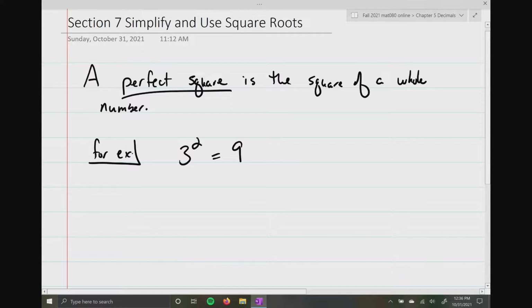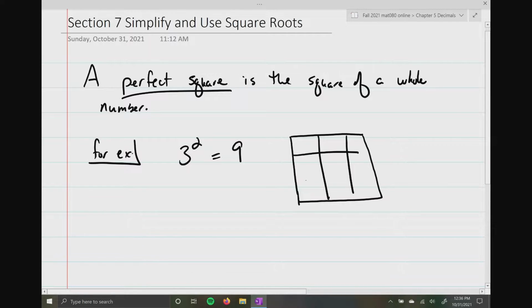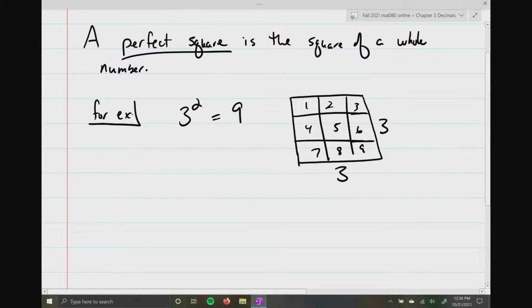Now, here's why. A long time ago, we learned that a square is a shape where all 4 sides are the same length. So, if this is length 3 and this is length 3, and you were to count all the blocks on the inside, you would get 9, which is a perfect square. So now that we kind of know what a perfect square is, you know a bunch of them.